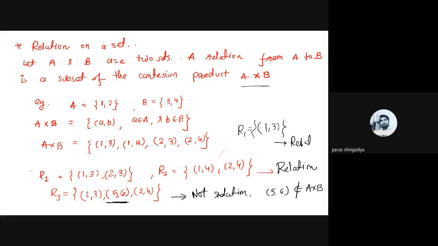Clear? So this is the definition of a relation for any two sets, and it is a simple one. First we consider any two sets, then find A cross B, which means the ordered pairs of A and B. Then consider any subset of this A cross B. So it is a relation, and if it is not a part of A cross B, then it is not a relation. Now the notation form.